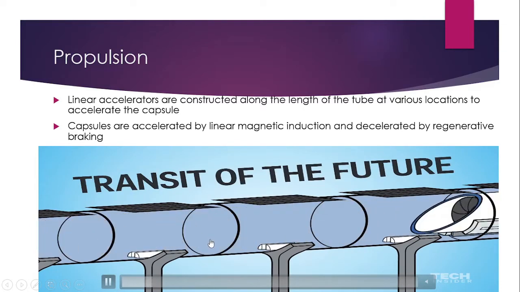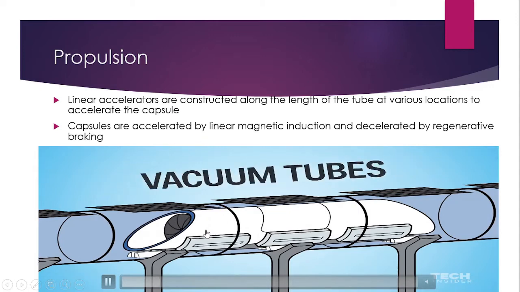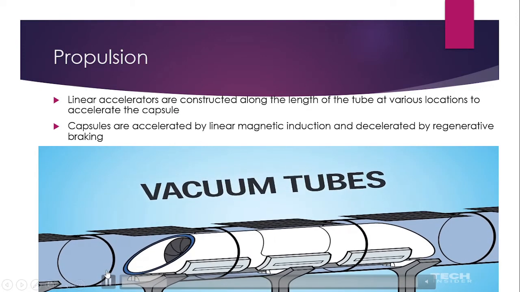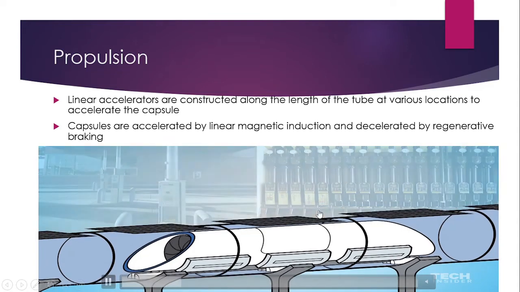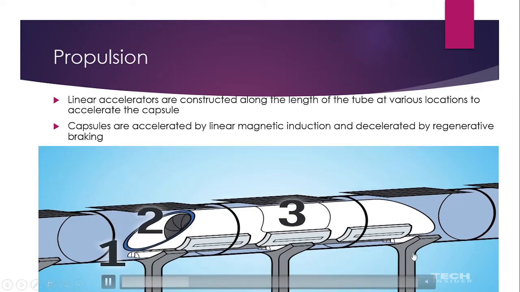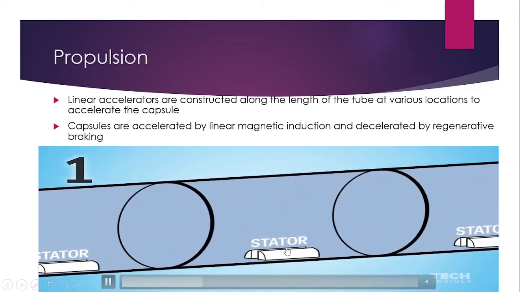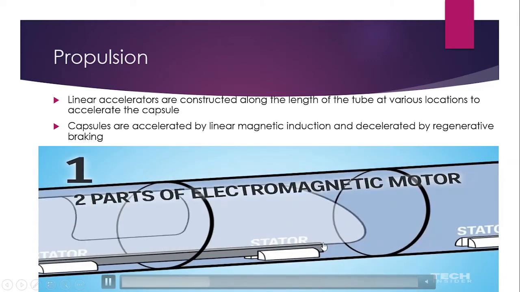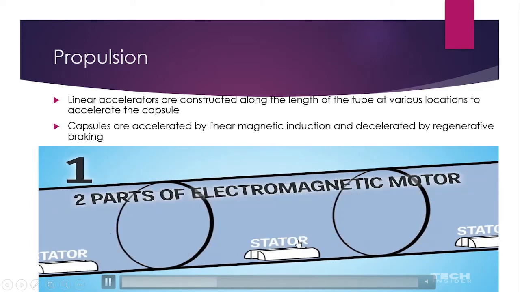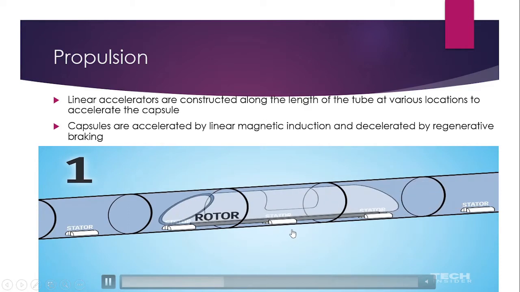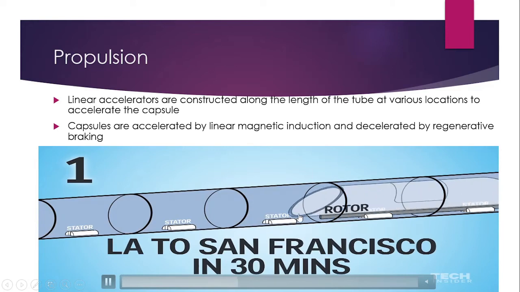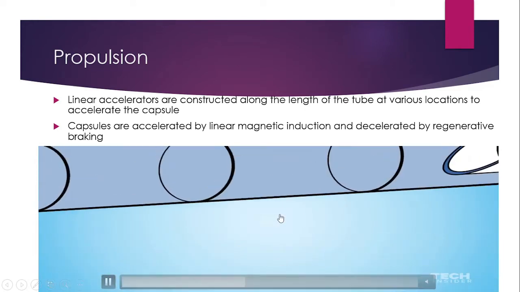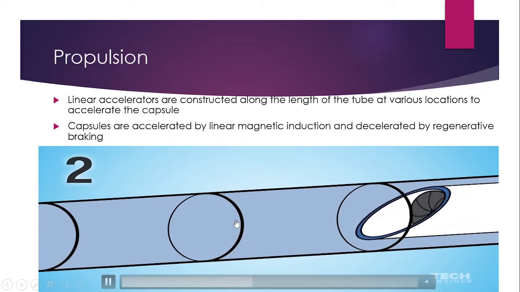So this Hyperloop is a future transport model. There will be low pressure tubes, as I told. It is supported by pylons. As you can see, there is a capsule inside it. There are stators and rotors for the electromagnetic induction motor. The maximum speed that can be achieved is 760 miles per hour, and it is very fast.